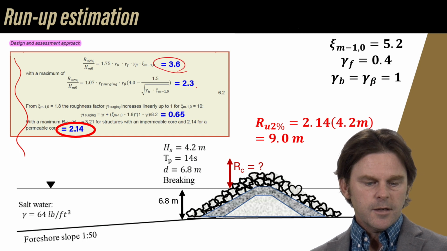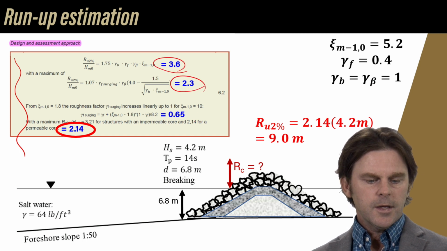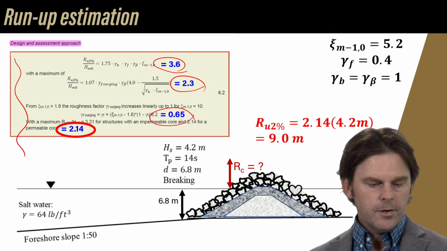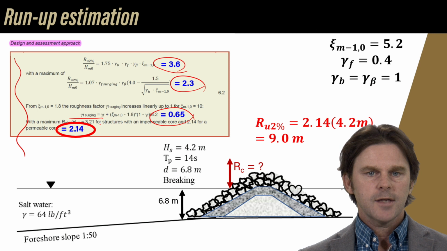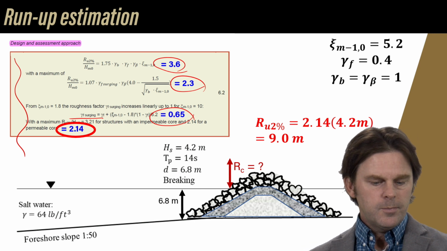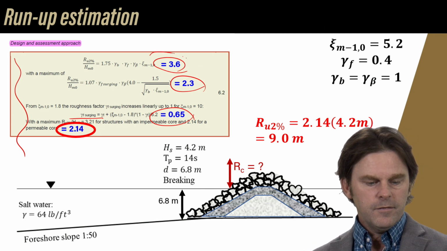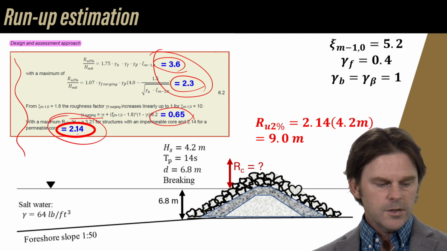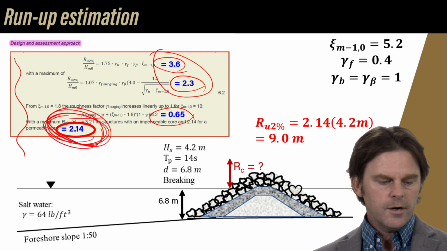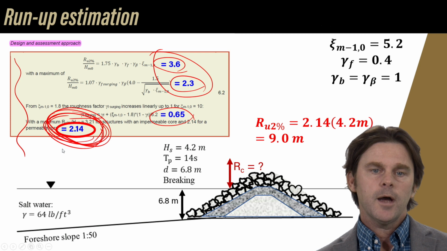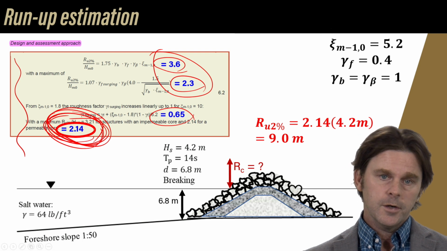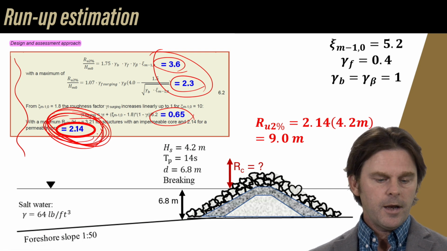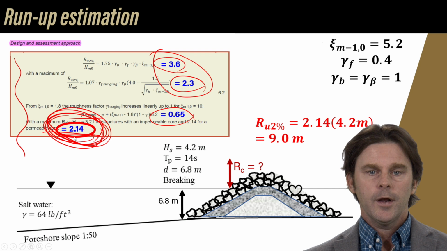The first line gives us a non-dimensional run-up of 3.6. Then we get 2.3. In order to get that second line, we needed to calculate this gamma f surging. You should try these out on your own to make sure. We choose the smallest of these two and this one, which means that this 2.14 is our answer. And that's why initially our ballpark estimate for run-up was 2 times the wave height. Actually 2.14 it turns out, but this is sort of the upper bound for what you would expect for run-up.